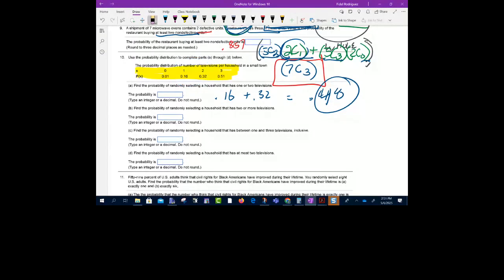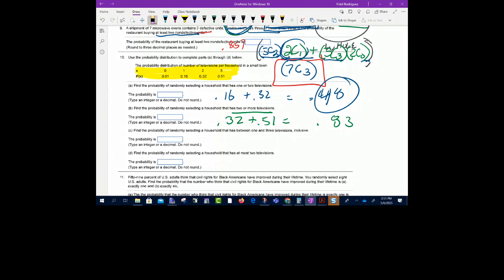Okay. Now, when I look at part B, it says, what's the probability of selecting a household that has 2 or more? 2 or more, wouldn't that be 2 or 3? So that'd be 0.32 and 0.51, which should be something like what, 0.83? Alrighty. So look, y'all, I got 2 more questions for you guys.